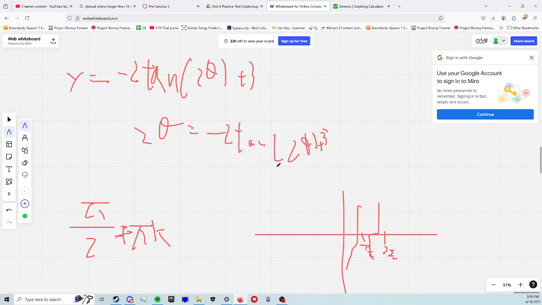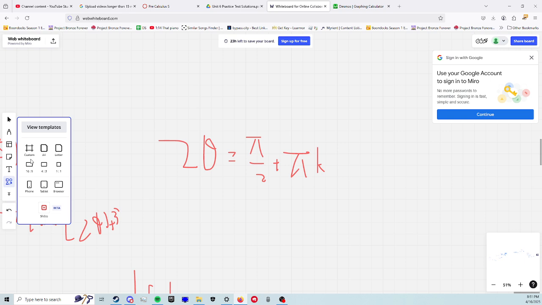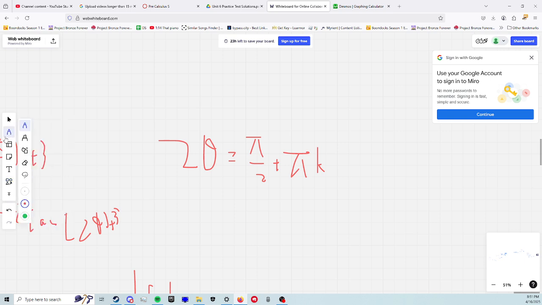But what we're gonna do is, let's take this out. Wait, no, not really. Okay, how did I do this? Oh, wait. We need to know 2 theta equals pi over 2 plus pi k. This is the formula for the asymptotes. Okay, the formula for the asymptotes.